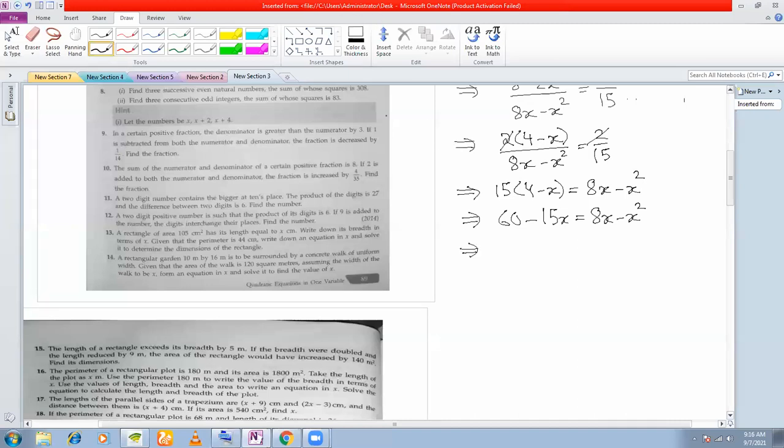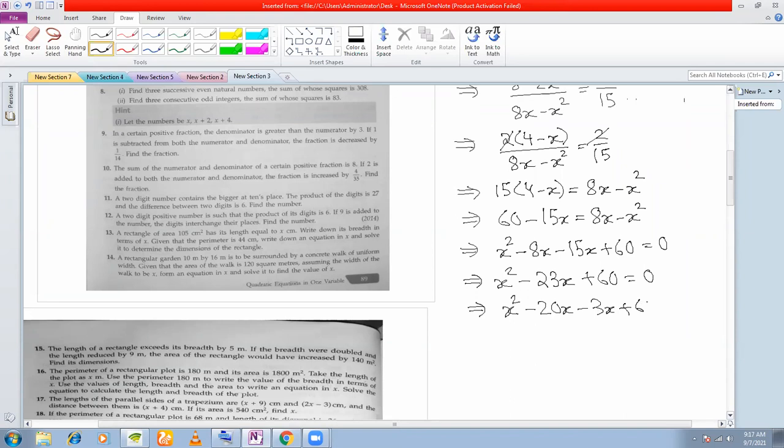Okay, so that means now you can take everything on one side. Let us take everything on the left hand side. So you get x squared minus 8x minus 15x plus 60 is equal to 0. You get x squared minus 23x plus 60 is equal to 0. Now what are the two factors? 20 and 3, right? Minus 20 and minus 3. Get x into x minus 20 minus 3 into x minus 20.